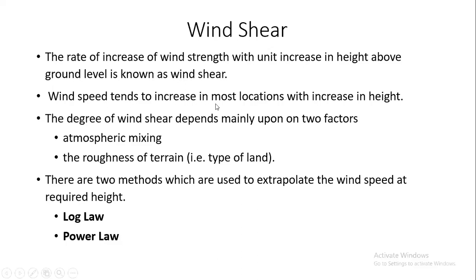Wind speed tends to increase at most locations with increase in height. The degree of wind shear depends mainly on two factors. Number one is atmospheric mixing, and the other is the roughness of terrain, the type of land on which we install our wind power plant. There are two methods used to extrapolate the wind speed at the required height: the log law and the power law.